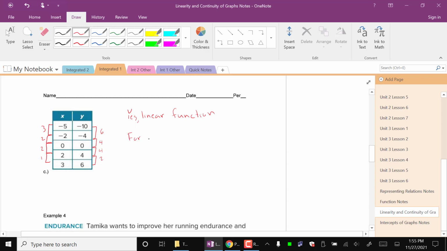For each x, we add 2 to the y. Again, how'd I get that? Well, 6 divided by 3 is 2. 4 divided by 2 is 2. And 2 divided by 1 is 2. I figured out the difference. Sorry, not the difference. I figured out what the average was for each of them.